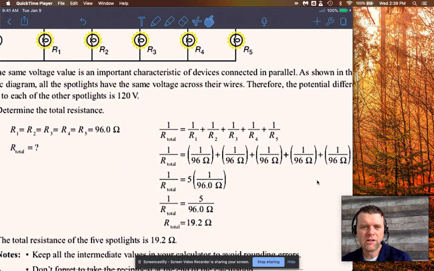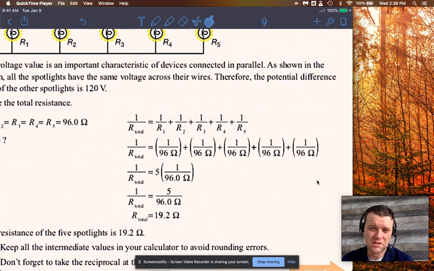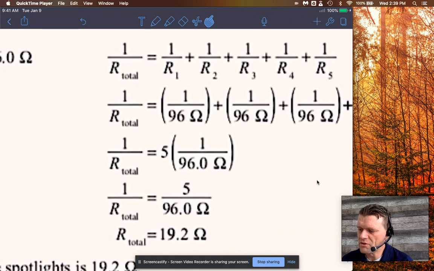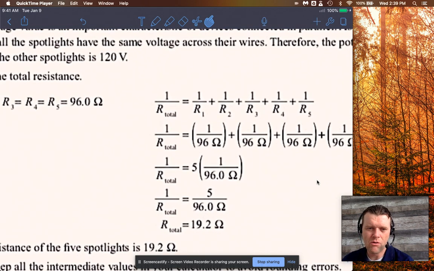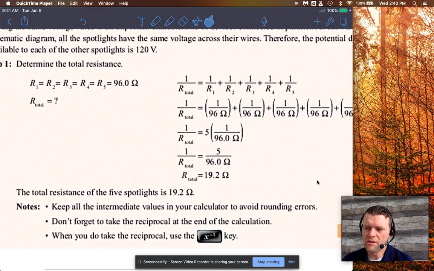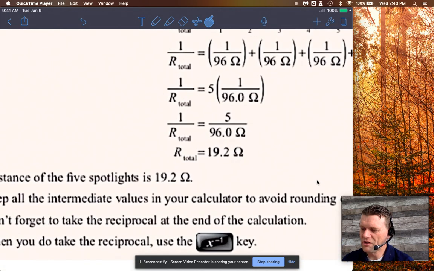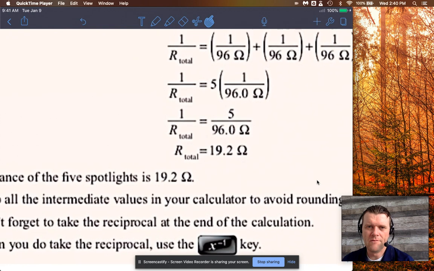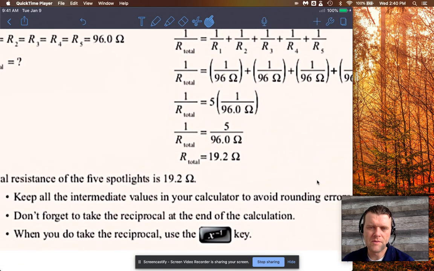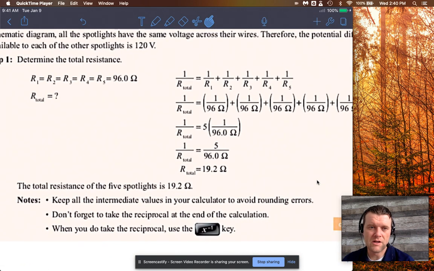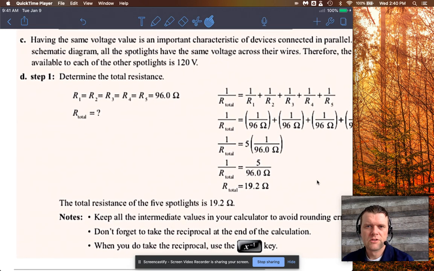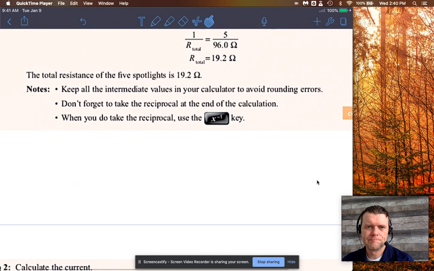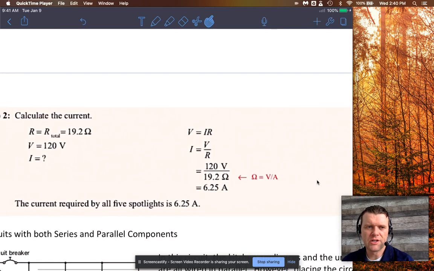Meaning that if you had to calculate the total resistance, it's going to look like this, which looks a little ugly at first. But if they're all the same number, then really you're just doing 1 over R total is equal to 5 times 1 over 96 ohms. And you'll see then that the resistance is actually quite low. Okay. It's much lower than the 96 ohms. And then here's the reciprocation again here at the end.